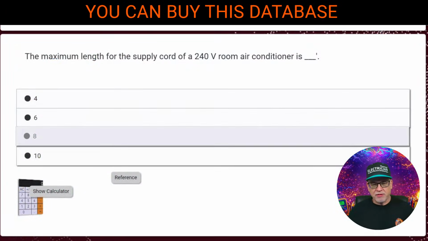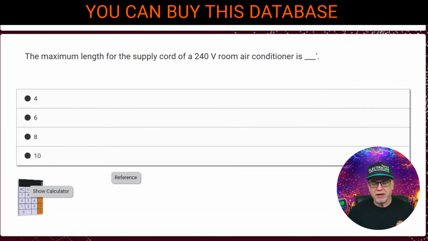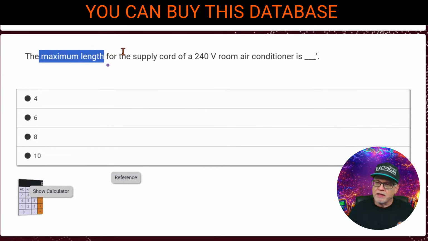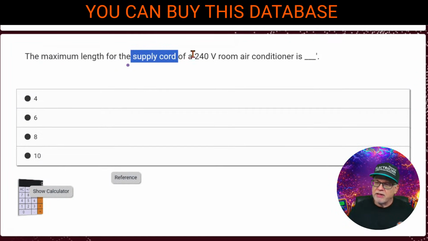All right, here's the very first question that we have to break down. This might look very familiar to some of you if you're in our Fast Tracks program. Again, this database of questions is available as a standalone, or you get it included with your Fast Tracks system purchase. All right, so the first question is the maximum length. We're looking for a maximum length for the supply cord of a 240 volt room air conditioner.